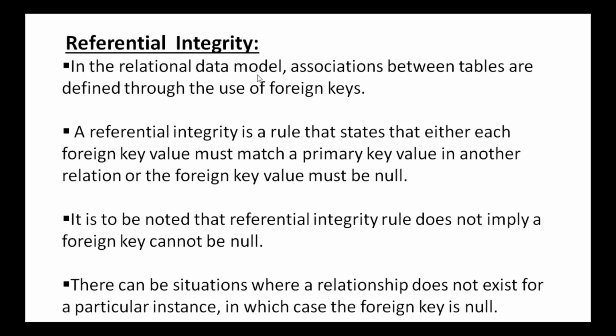And coming to referential integrity. What is referential integrity? Already we discussed that to maintain association among tables, we use the concept of primary keys and foreign keys. What are the referential integrity rules? Referential integrity is a rule that states that either each foreign key value must match a primary key value in another relation, or the foreign key value must be null. That means each foreign key attribute contains its corresponding primary key value in the related table, or null values. No other values are to be accepted in the foreign key column. This is the rule of referential integrity.